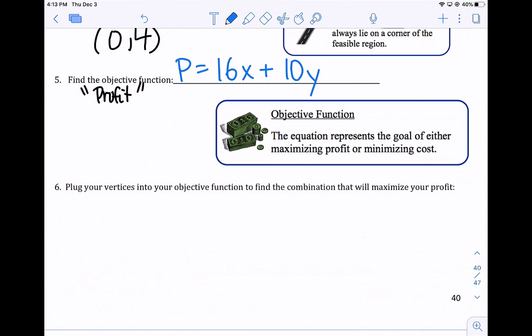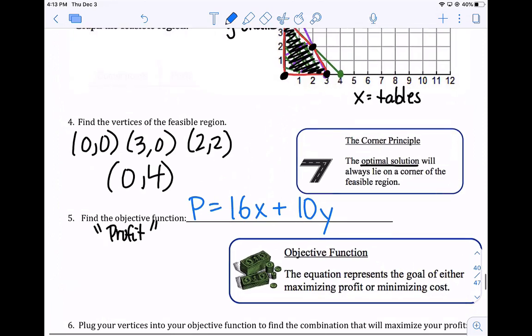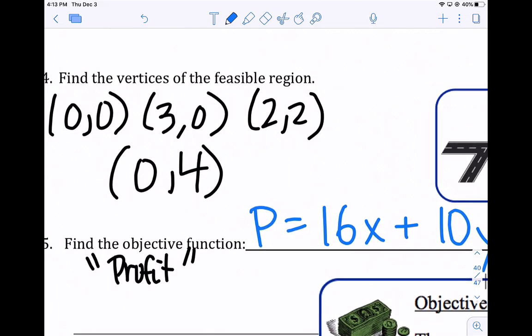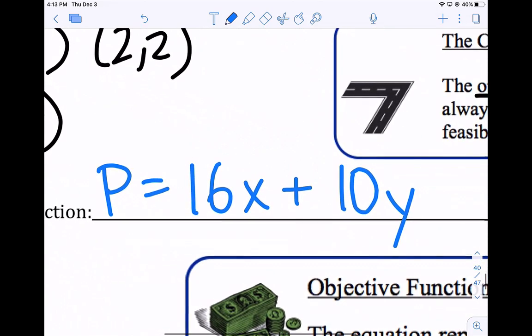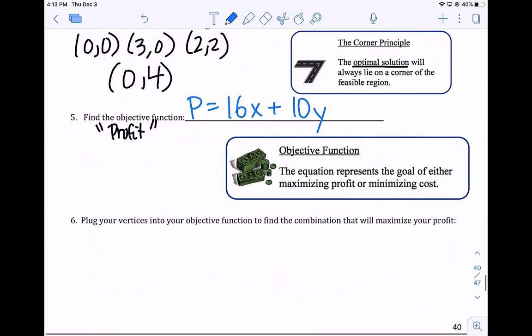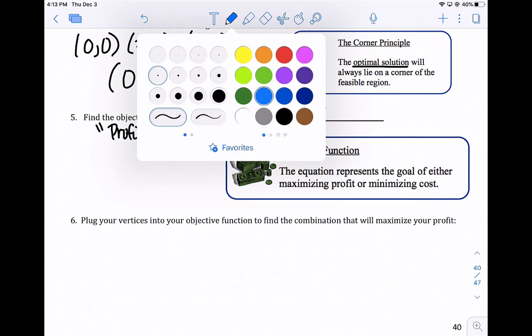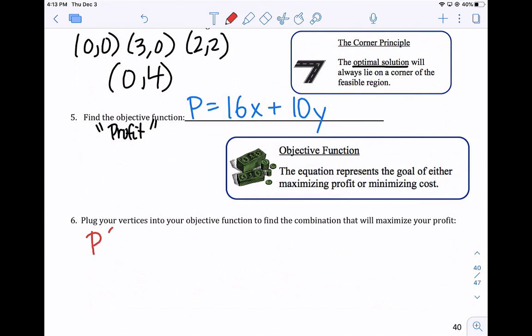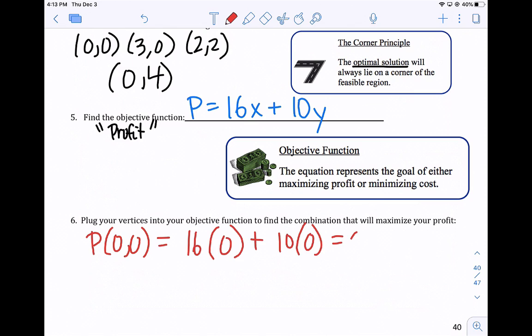All right, so then here's our last step that we didn't do in the previous lesson, and that is one of these vertices is going to give us max profit. Let's figure out which one by plugging all of them in and figuring out which one gives us max profit. All right, so the first one I'm going to plug in is 0, 0. So the profit off 0, 0 just means we make 0 tables and we make 0 chairs, so the profit, of course, is $0. So that would be the minimum.